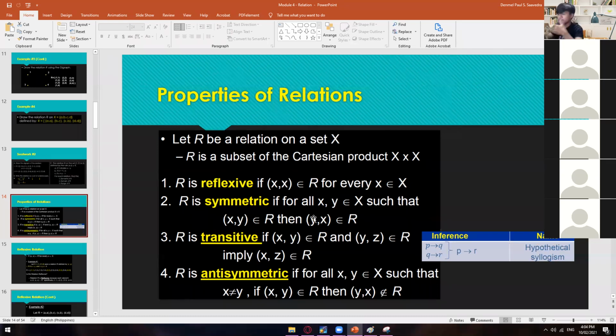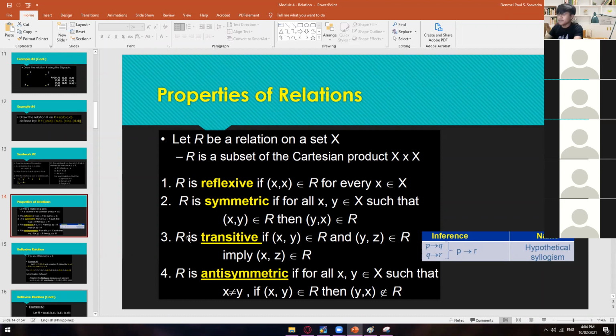So if you have 1, 2, you have 2, 1. If you have 4, 2, you should have 2, 4. If you have 5, 5, well, still the same, still 5, 5. If we have 1, 10, you should have 10, 1. Okay, that's symmetric. So they are symmetrically the same, vice versa.